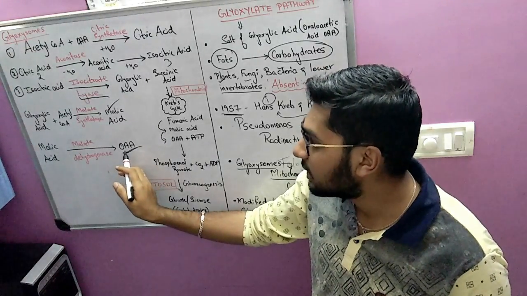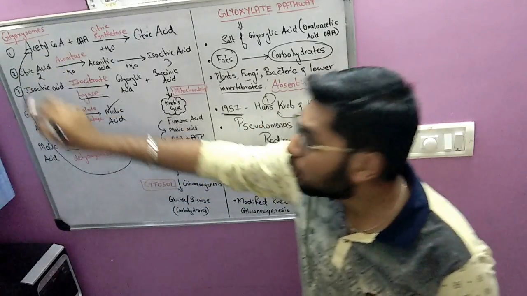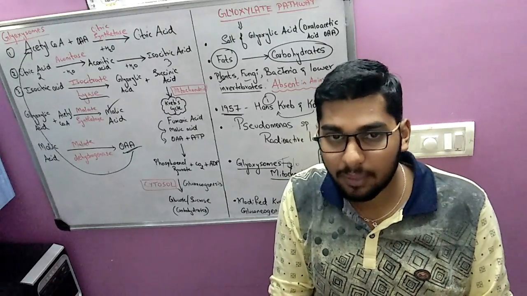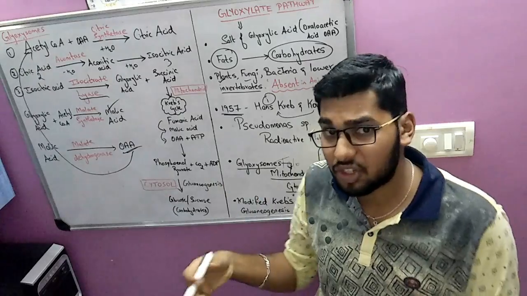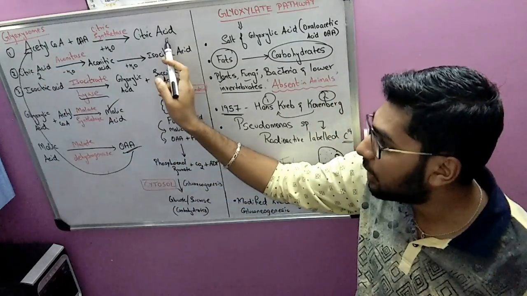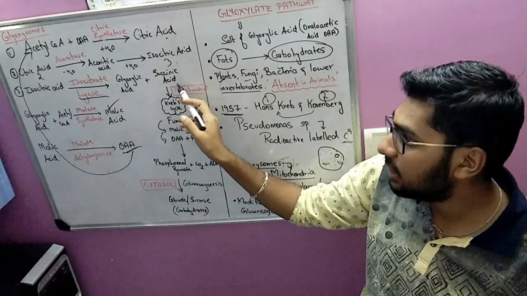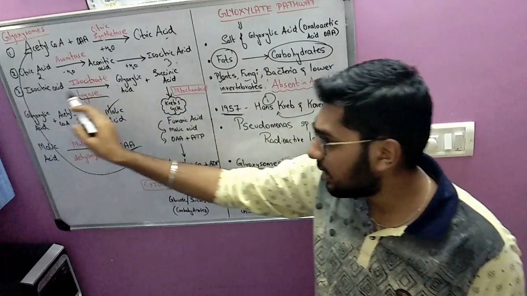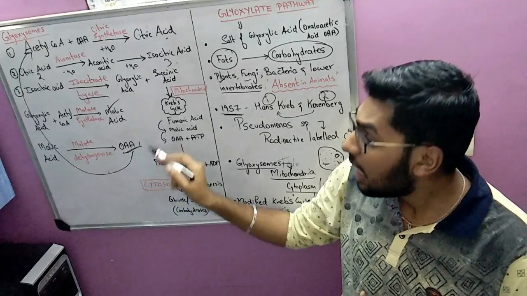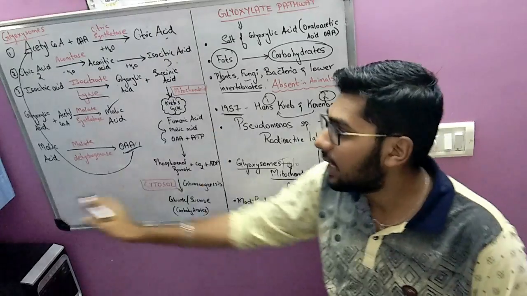This oxaloacetic acid again combines with another molecule of acetyl coenzyme A that is obtained from the beta oxidation of fats, and the cycle repeats. So acetyl coenzyme A, citric acid, isocitric acid, which gets cleaved into glyoxylic acid and succinic acid. This glyoxylic acid is converted to malic acid, and the malic acid is again converted to oxaloacetic acid. Again, this oxaloacetic acid combines with another molecule of acetyl coenzyme A, and this cycle repeats.